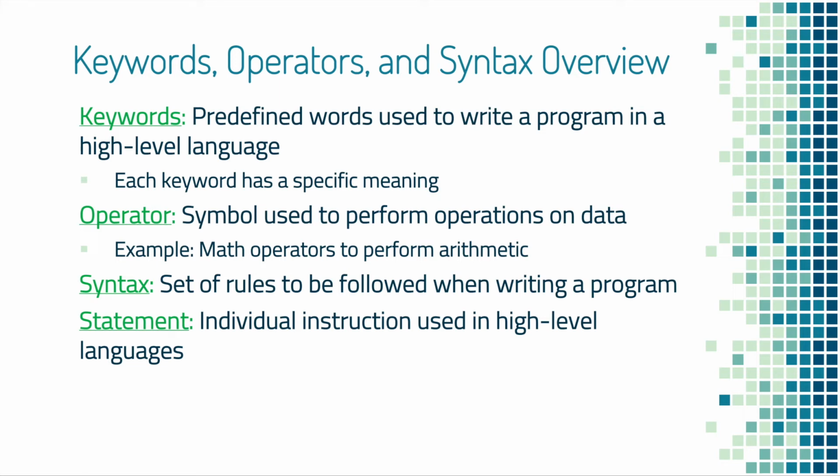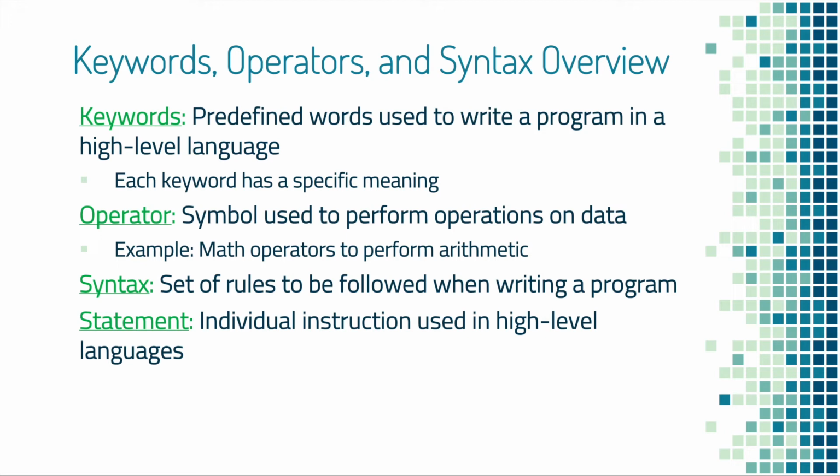Next, we have operators, which are just symbols used to perform operations on data. Examples would be math operators: the plus, minus, the star on your keyboard, the slash for divide. You cannot use them for naming anything in your programs because they are reserved characters. These keywords and operators all come back to a set of rules called syntax. If you ever hear somebody say you have a syntax error, it means you violated the rules when writing a program.